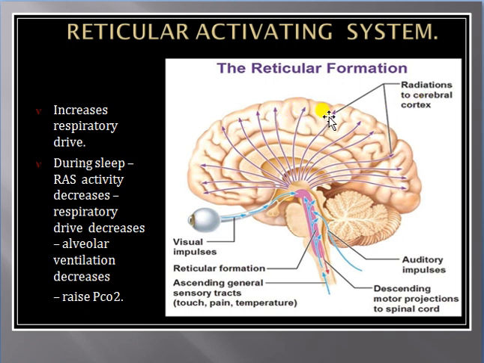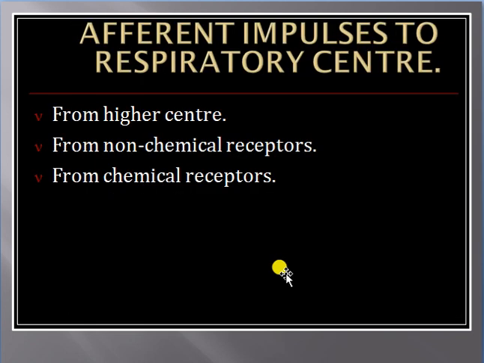Already we discussed how the impulse is received in the cerebral cortex. So these all affect the pons and the medulla oblongata. They have the pneumotaxic center, apneustic center, and medullary respiratory center. These respiratory centers collectively receive the information, then stimulate the respiratory muscles present in the respiratory system. So these are the afferent impulses to the respiratory center: from higher centers, non-chemical, and chemical. These are the three types.